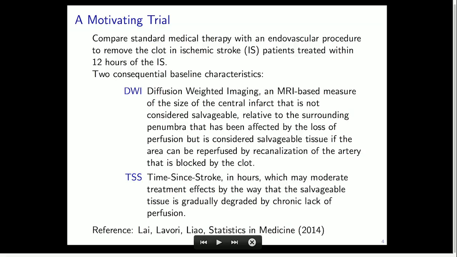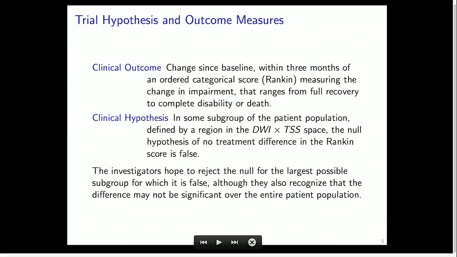And so here are two baseline characteristics that you may want to consider. You may, for example, think that you may have an intervention such that somebody who's only had a stroke in the last 20 minutes maybe has a better outcome with your treatment. So that's the kind of trial that's motivating this work.